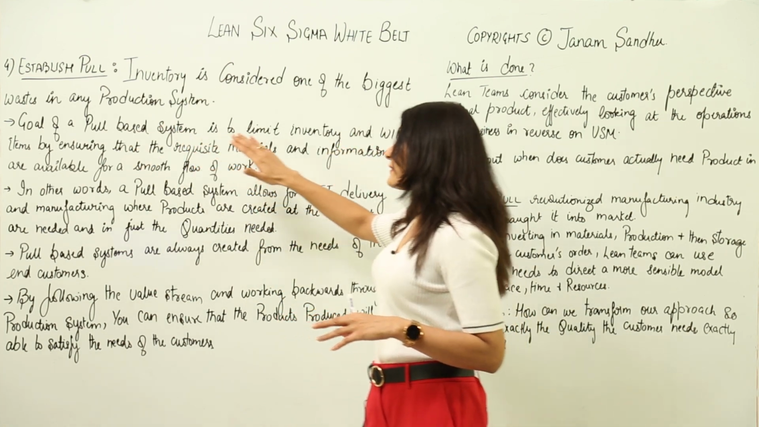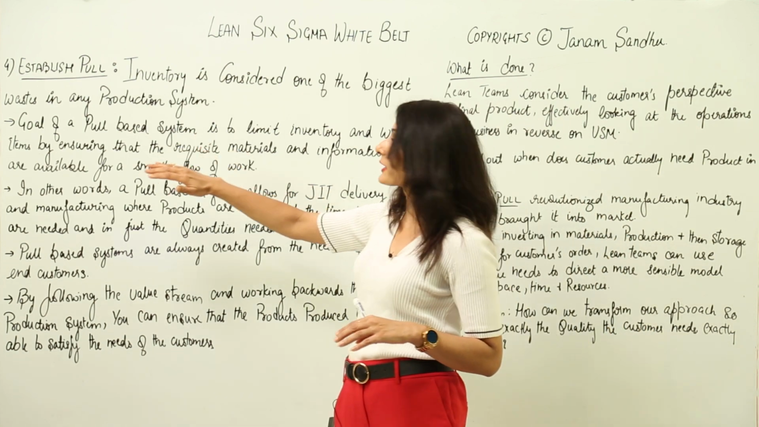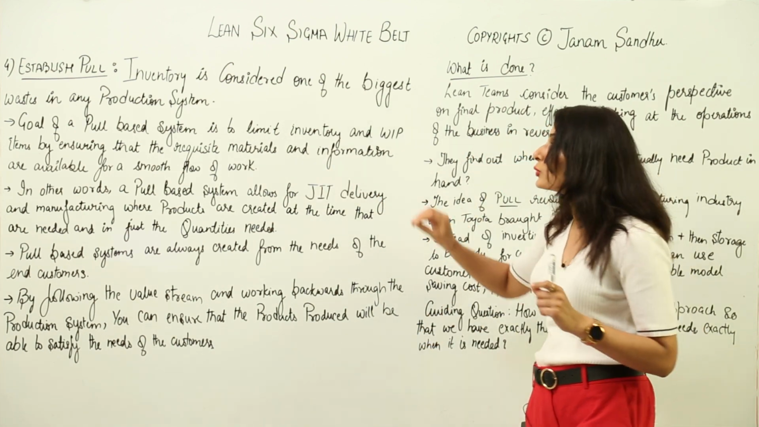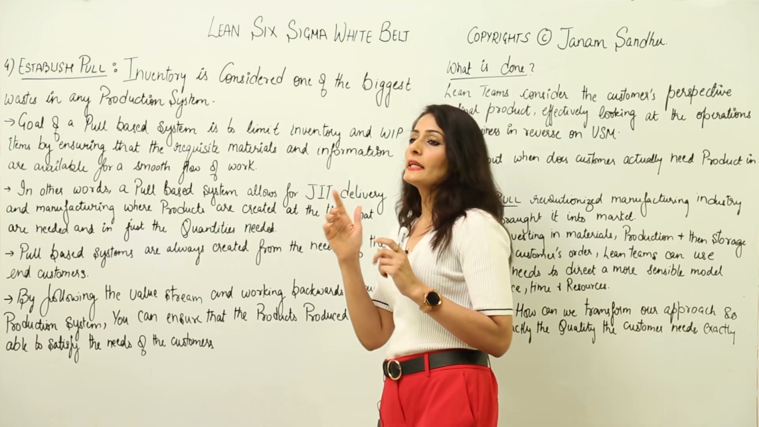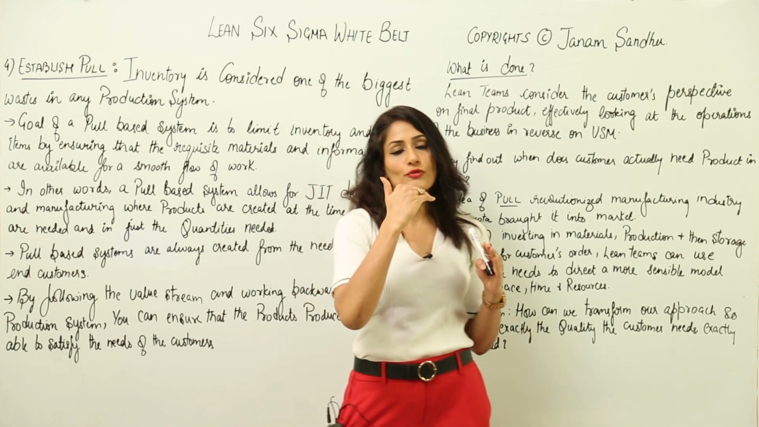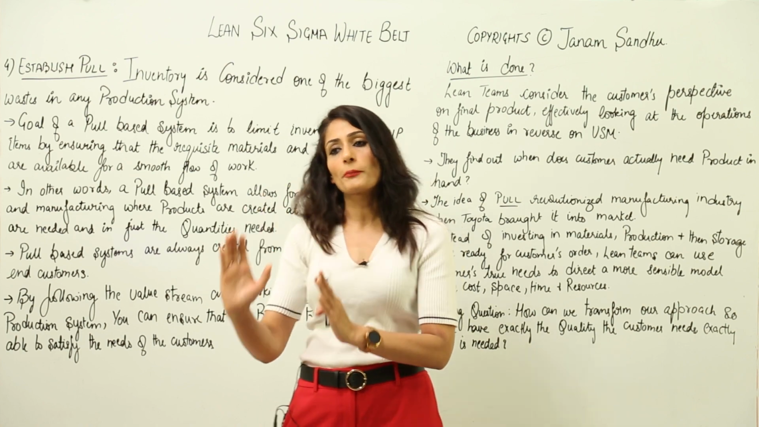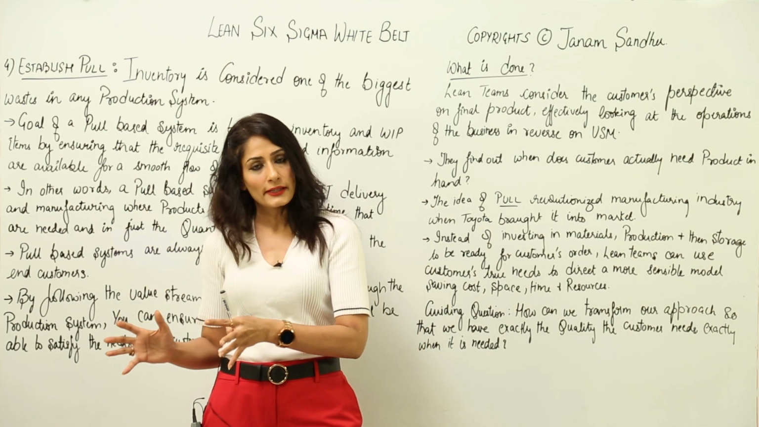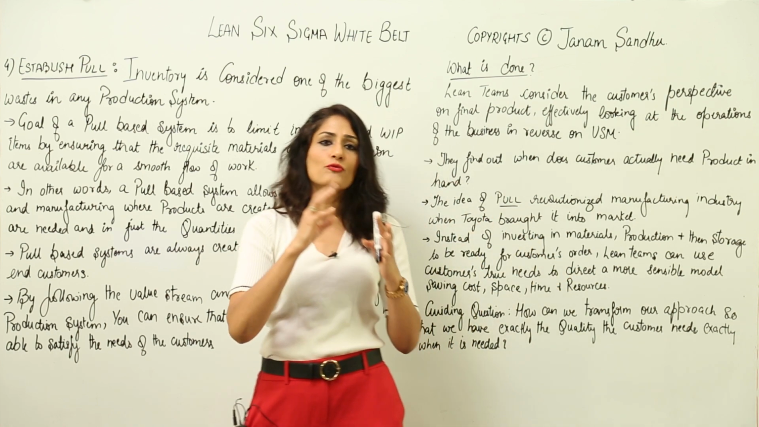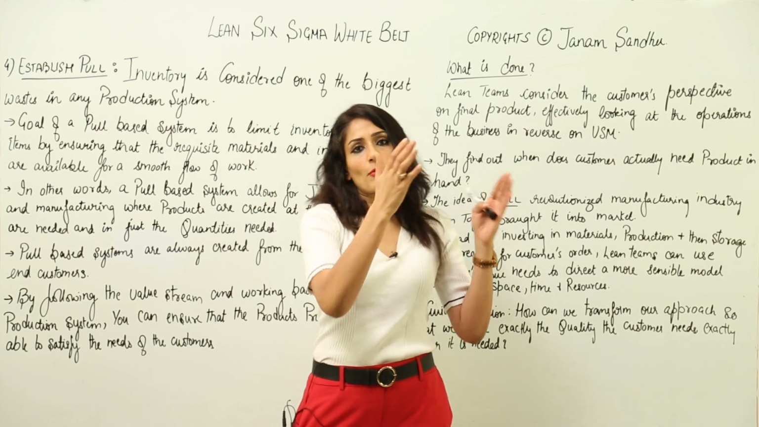So, the goal of a pull based system is to limit inventory and work in progress items by ensuring that the requisite materials and information are available for smooth flow of work. Basically, by using the pull system, we free up our resources, our machinery, our manpower, so that we only focus on the products that are currently being demanded by the customer and not stocking up the finished products in the storage houses, because if whatever we are making today is not being sold, when we stock it up its market value goes down.